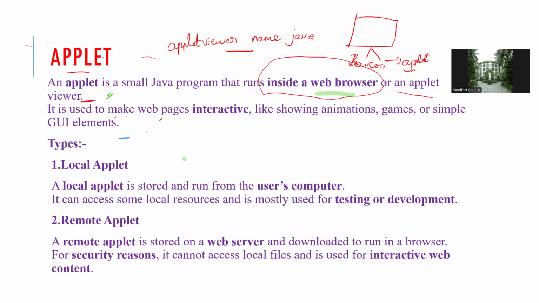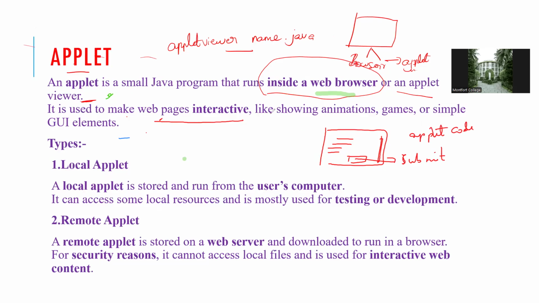All right. It is used to make web pages interactive. See, a web page may contain some content, and we will be having some button here, a submit button. Let me write here submit. It may contain a submit button, and we will be having some scroll bars here. That also we can make through what? Through applet, through applet code.